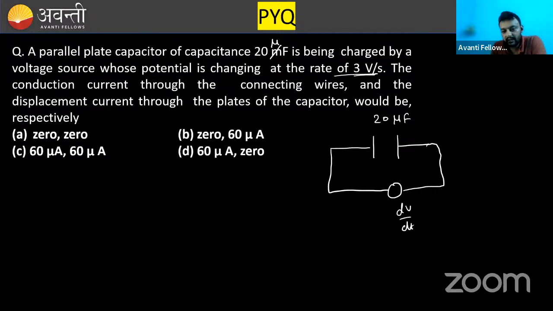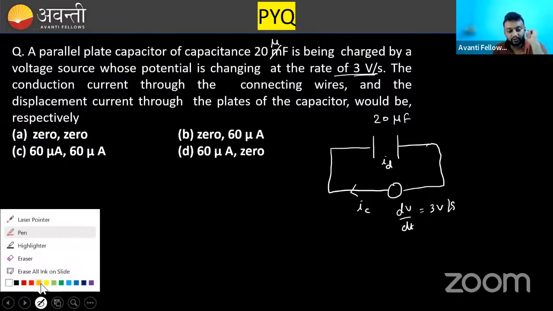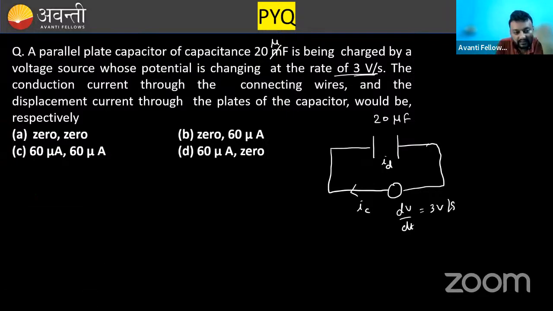Potential is changing at a rate of 3 volt per second. This is dV over dt, which is given. They are asking for the conduction current IC and the displacement current ID. I told you that displacement current follows the continuity rule. That means IC is equal to ID. So we can easily calculate displacement current here.